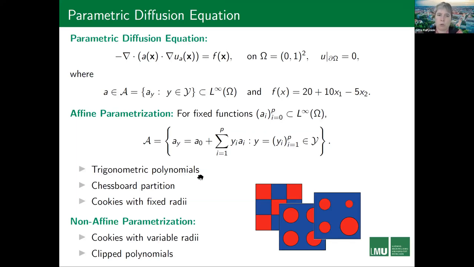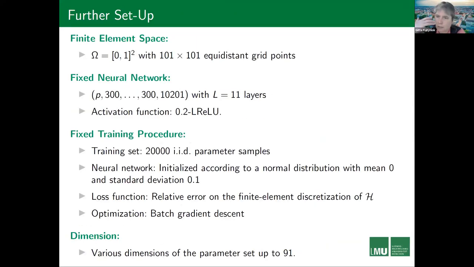We can choose trigonometric polynomials, the so-called chessboard partition, which looks like this, cookies with fixed radii and with variable radii, and also so-called clipped polynomials. One typically distinguishes between so-called affine parameterizations and non-affine parameterizations, the latter being much more difficult and usually very difficult to handle by classical methods. And so that's the setup, which will now be the same for all experiments.